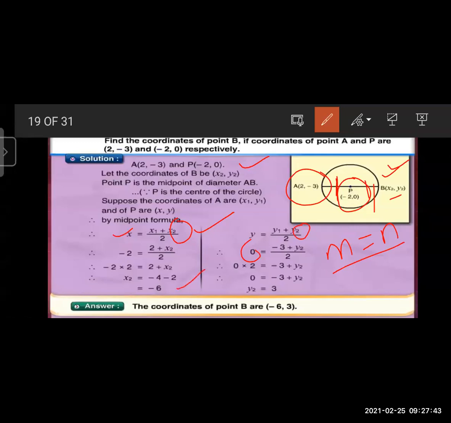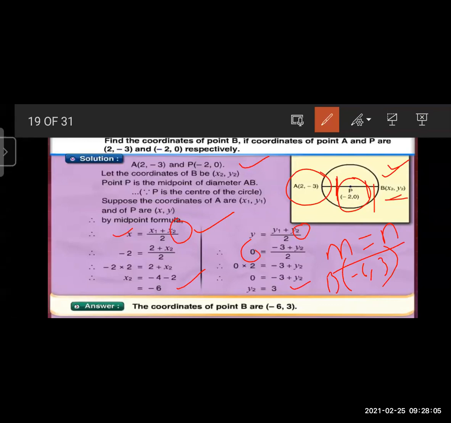So x2 is equal to -6 and y2 is equal to 3. So finally, the B coordinate is (-6, 3). We considered x2, y2, so the value of x2 is -6 and the value of y2 is 3. In this way we find the coordinates of point B.